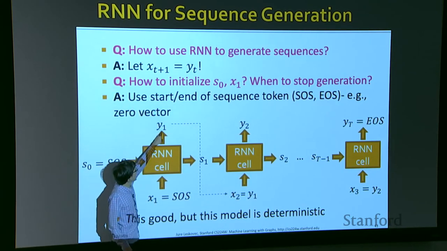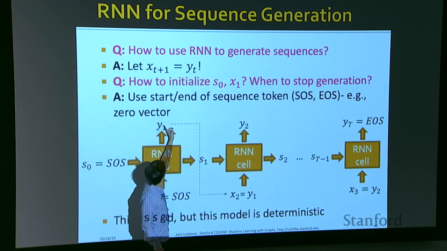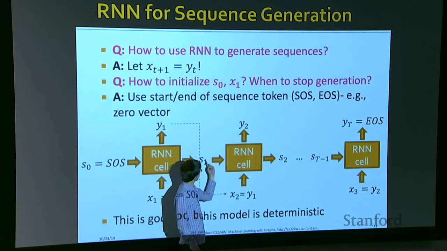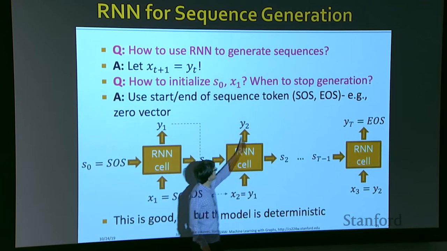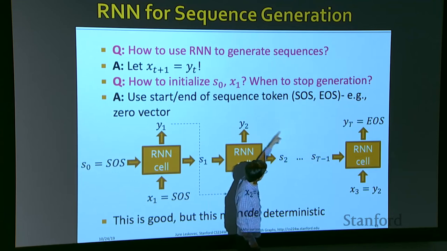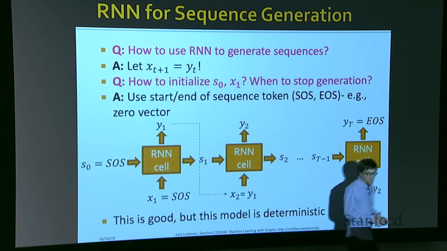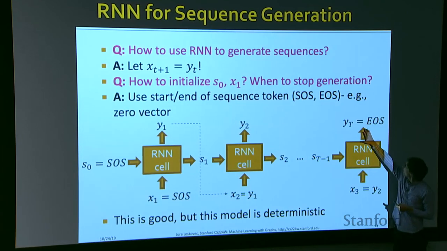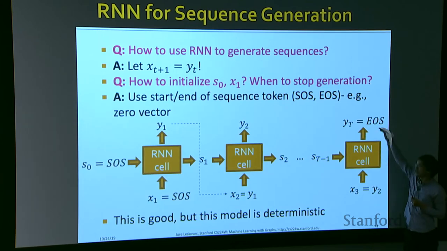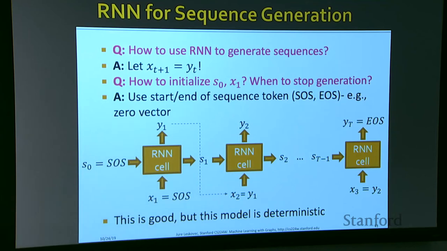I will generate some output and update the state. Now I take this output, rewire it in here, and put it in again. This thing will take the state and the output and generate the new output. I will again update the state, and then take this new output plus the state to keep doing this. And at the last step, when I think I'm done, I would like to generate this end of sequence token, which says we are done with generation. Here's the graph. So that is the idea.